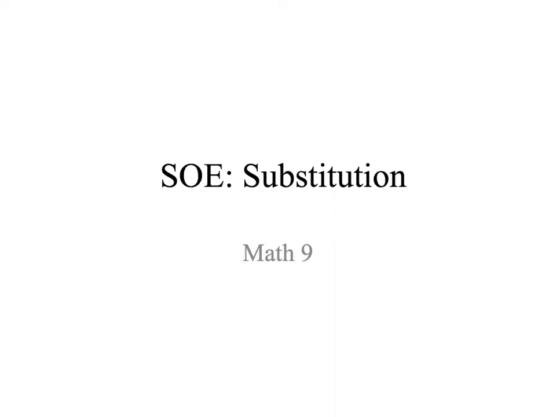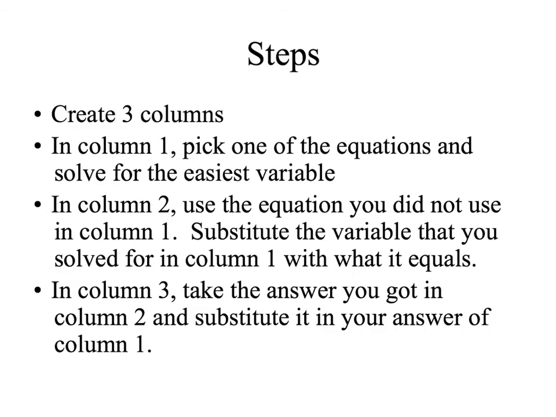The second way we're going to solve a system of equations is using the substitution method. For the steps to do these problems, we want to create 3 columns. In column 1, you're going to pick one of your 2 equations and solve for the easiest variable. The easiest variable is usually an x or a y that is by itself.